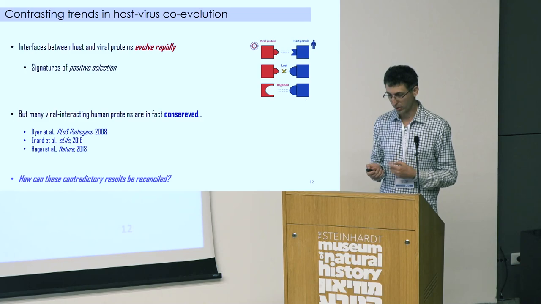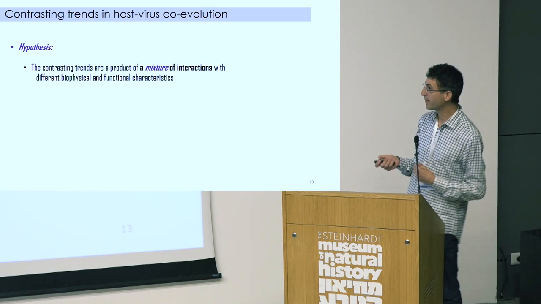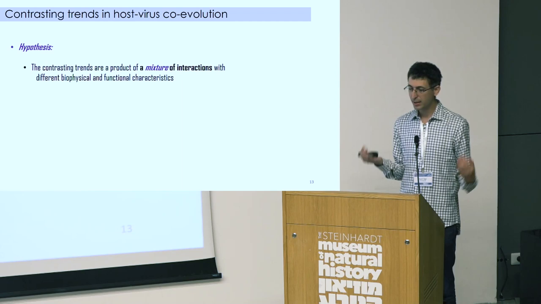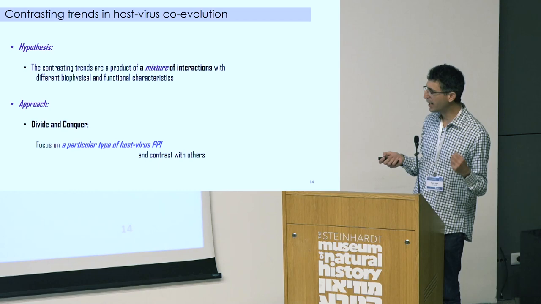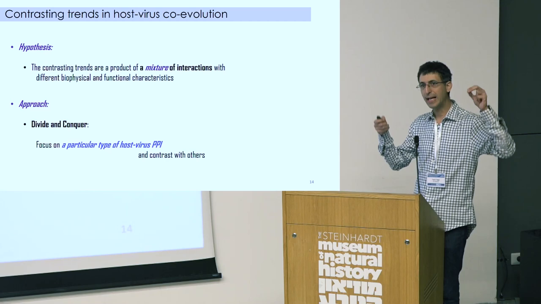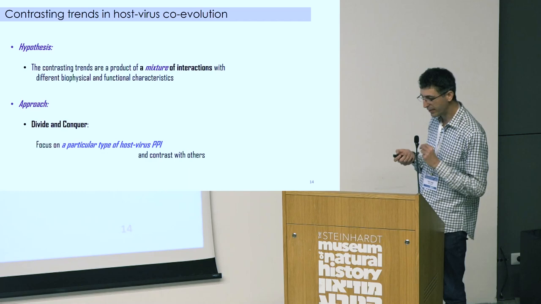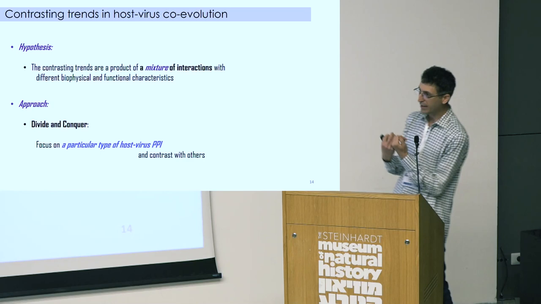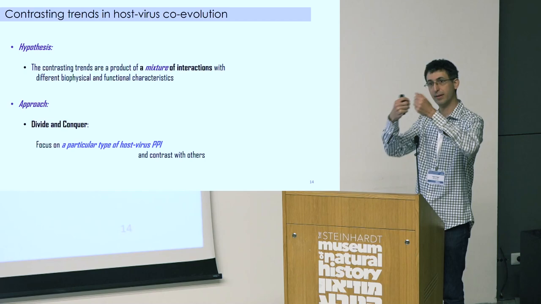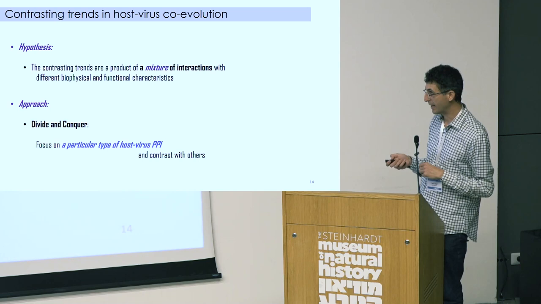So this was the question that we tried to answer in this work, and we hypothesized that we probably see here a mixture of different types of interactions that have different functional and biophysical characteristics. And we took the approach of divide and conquer. Basically, we said, okay, let's take one type of host-virus protein-protein interaction that we can understand in terms of its biophysics. I will explain in a moment what I mean by that. And from that type of interaction that we can understand very well at the molecular level, maybe we can understand this mess, this balagan, that we see here.